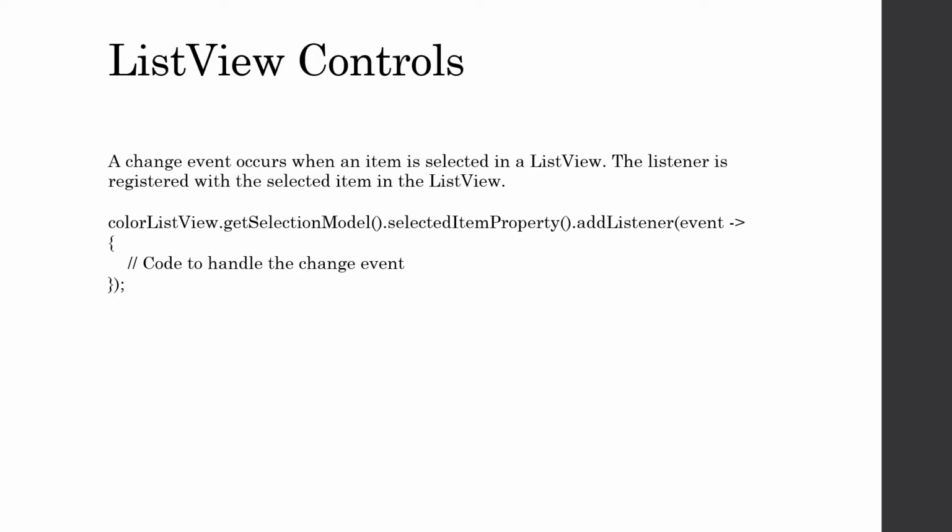So the way that we handle event registration with our list views is that we are technically registering that to the actual items in the list view rather than necessarily the list view itself. In this case, we're going to do that, and then we're going to use a lambda expression to provide some kind of code for handling that change event.